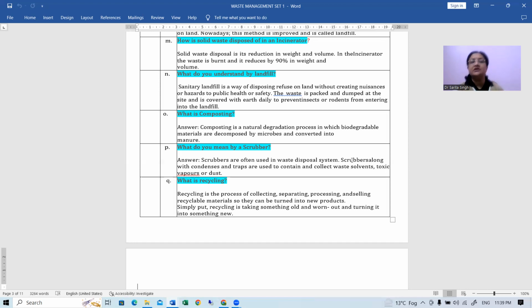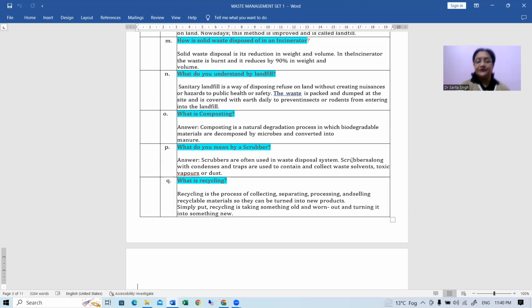Composting is a natural degradation process in which biodegradable materials are decomposed by microbes, and these are converted into manure. Okay, so natural manure is produced as a result of composting, which is also called compost. Once the compost is formed, it can be used by the farmers or the people in their kitchen gardens.